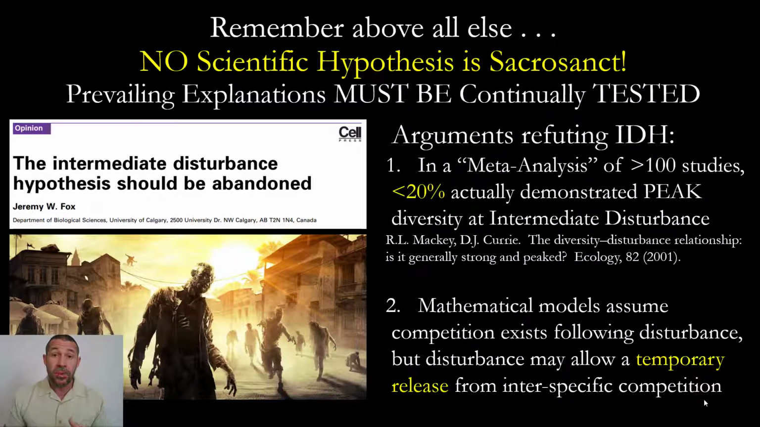So there have now been a number of meta-analyses published. A meta-analysis is a research study that looks at lots of different other published research studies or published data sets. So in the age of big data, most of it open source, these meta-analyses, studies of studies, are becoming increasingly popular. But in a recent meta-analysis that looked at over 100 studies, less than 20% of the ecosystems studied actually showed that relationship between peak species diversity or richness and intermediate levels of disturbance.